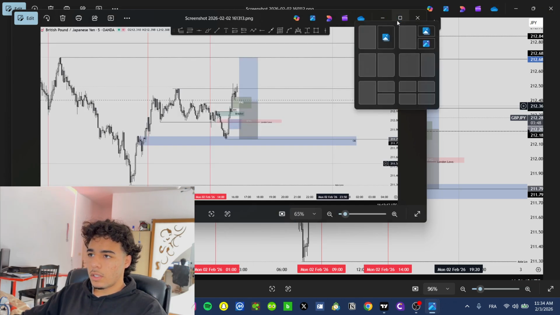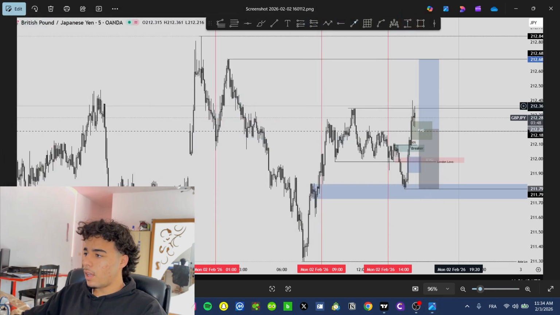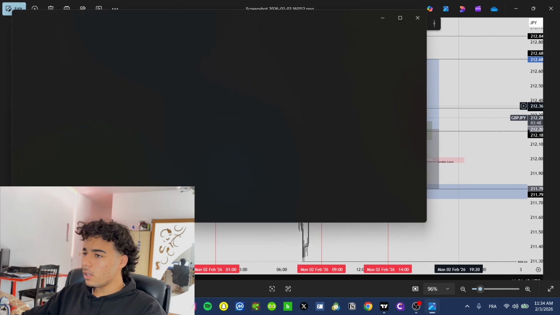So right here, I was still waiting. I set up my notification right here. Price came up a little bit. I just stayed patient, waiting for my setup, waiting for my entry, and then let me show you the next screenshot.